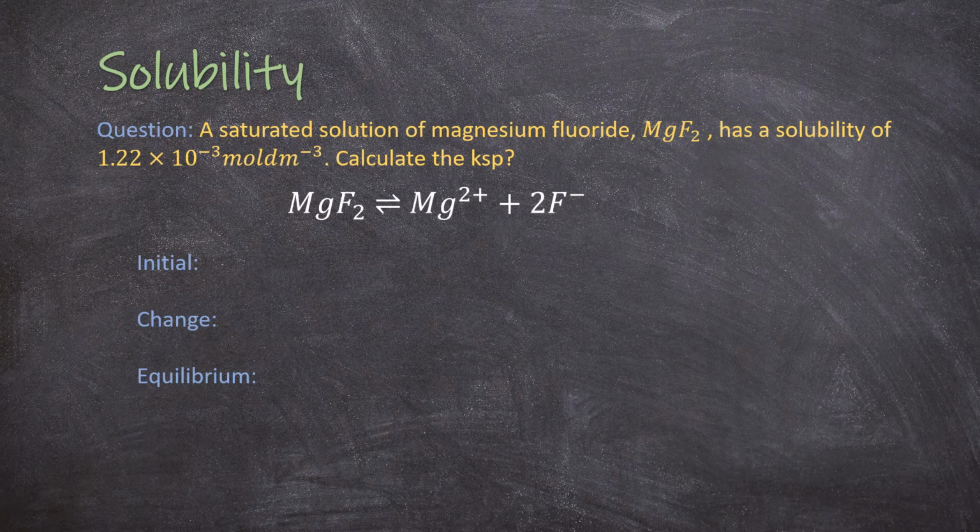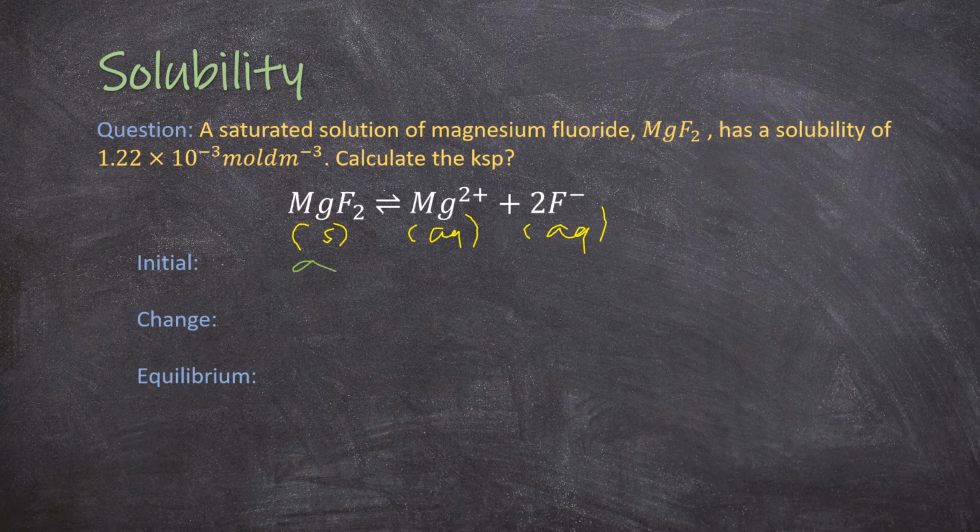So here, as you can see, a question: a saturated solution of magnesium fluoride, MgF2, has a solubility of 1.22 times 10 to the power minus 3 mole per dm cube. Calculate the Ksp. So first step, remember, you have to make the equilibrium state like this. So this is solid, this is aqueous, and this is aqueous. And in the second step, you can also make a table like this. I did this so it will be easy for me.